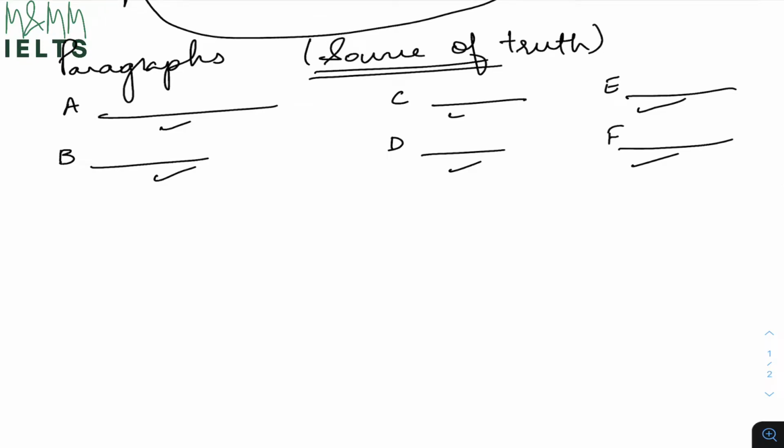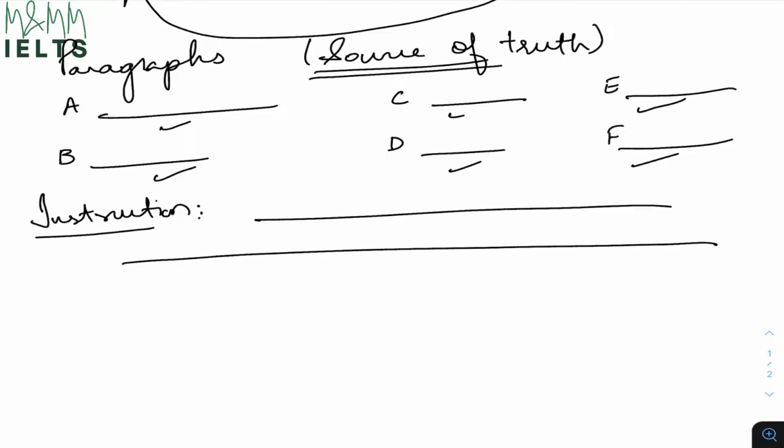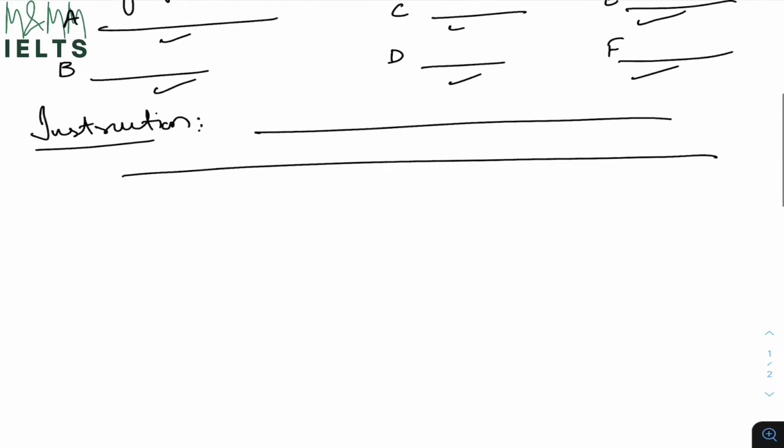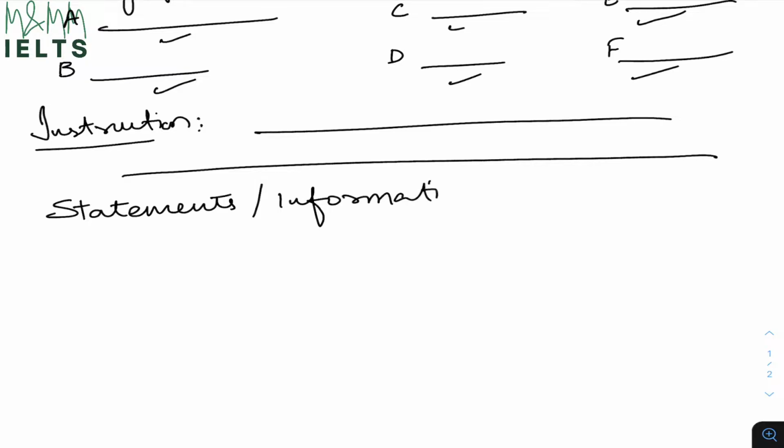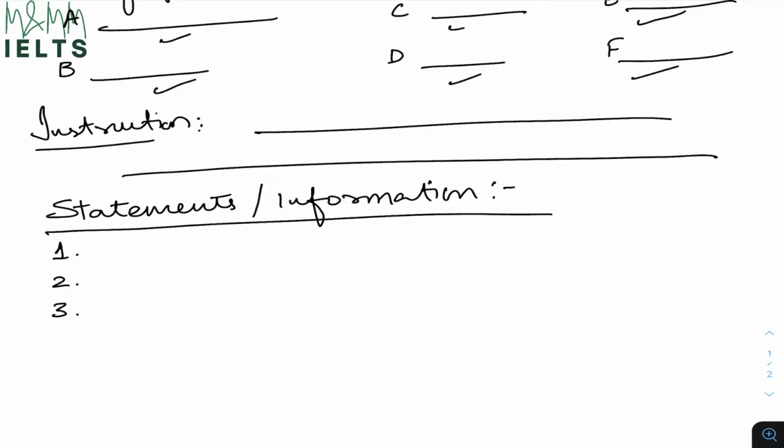Now the next thing would be some sort of instruction given to me. Let's say these 2 lines are the instructions, and then I will have my information or statements. You can call it anything. Let's say information, to keep it matching with the name, matching information. So I'll have a few sentences here, 1, 2, 3, 4 and 5. Let's say I have been given 5 sentences.